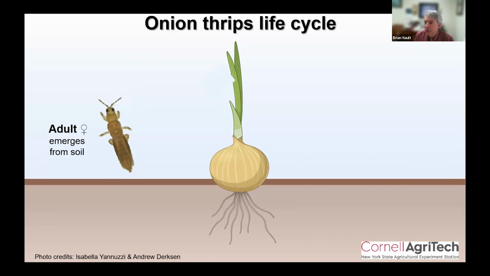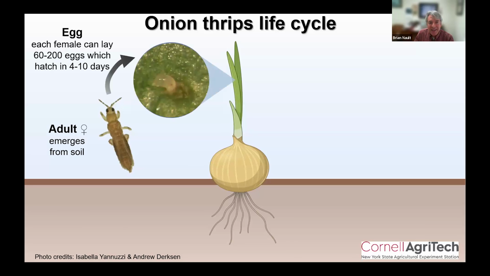Let me just go through the life cycle of an onion thrips. We know that the adults can overwinter in the Great Lakes area in the soil. In the spring, maybe in a warm spring, you can see some emergence from the soil in April, maybe late April. Adults emerge. You know they don't need to mate to lay eggs, right?